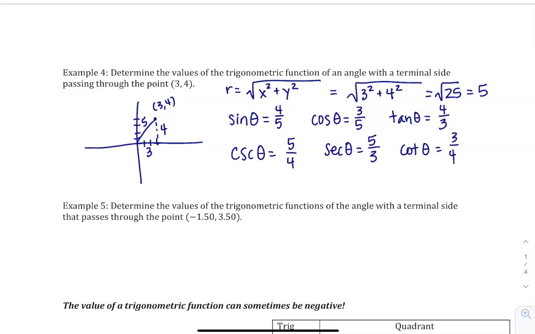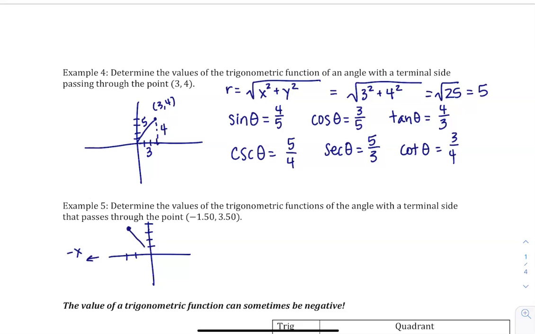Now let's look at example 5. Here we have a point on the terminal side at negative 1.5, 3.5. So now we need to actually go in the negative direction for x. So my negative 1.5 is going to be in that second quadrant, and I go up 3.5. So I've got a point at about that location. So here I got into the second quadrant because my x value was negative. This direction is the negative x direction.